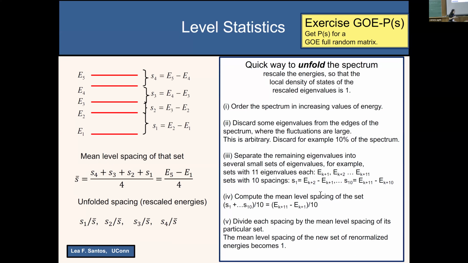Suppose many, many big matrices, do we also have to do this unfolding? You always have to do this unfolding because you want to take out the properties of that specific spectrum that you're studying. If you pick different systems, each system has its own, what we call the smooth properties of the spectrum. We are trying to get rid of them, and we just want to see how it fluctuates around these smooth functions. And each system that you study has a different smooth function.